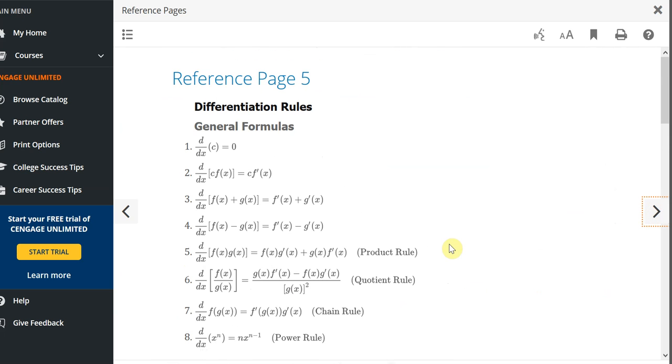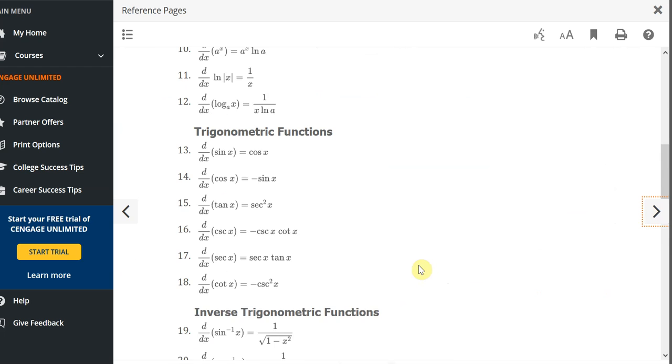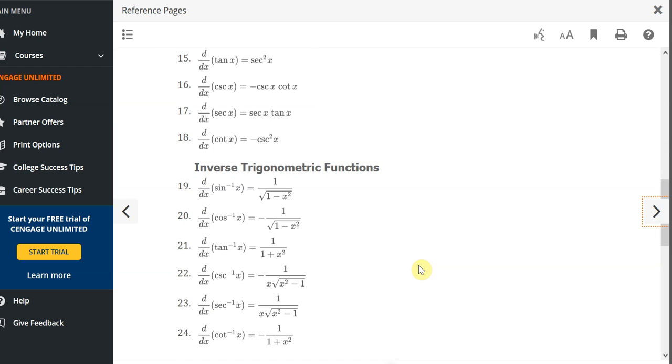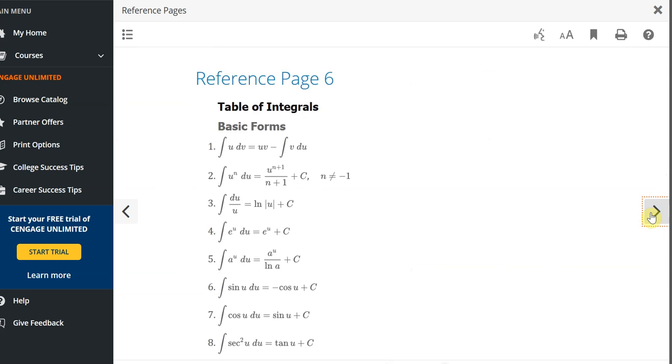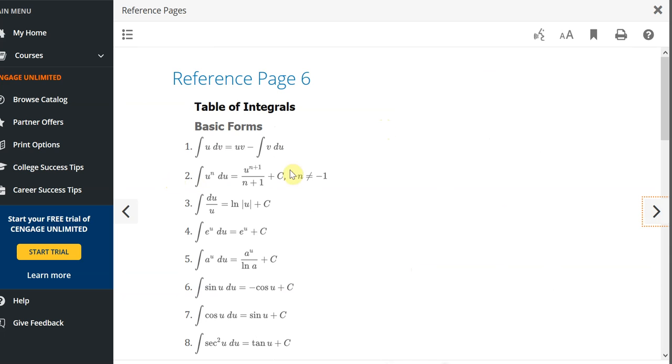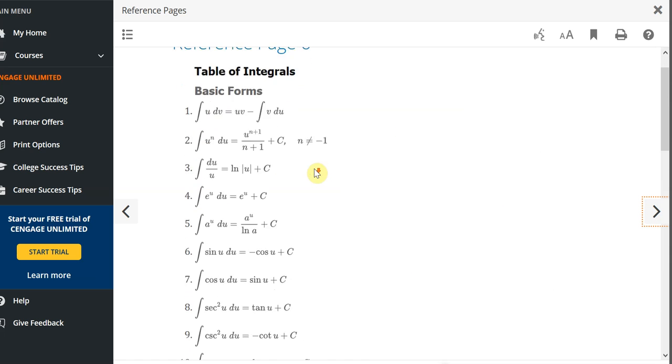Okay, so here's reference page 5, which has lots of different differentiation rules. So you could use those. And look, if you look at tangent inverse right here, we have that 1 over 1 plus x squared. So you can scroll through looking for it like that. Or you get to these table of integrals, and that's what this little symbol means. And we'll get to that in the next section, okay?